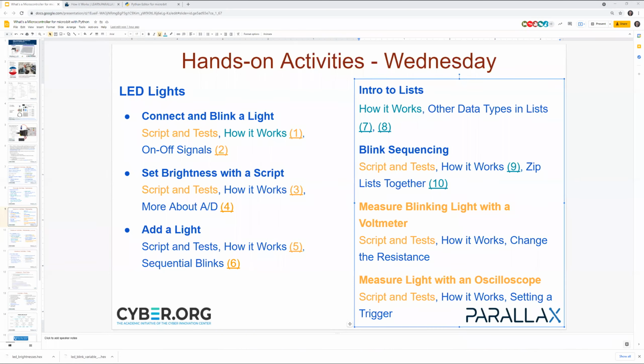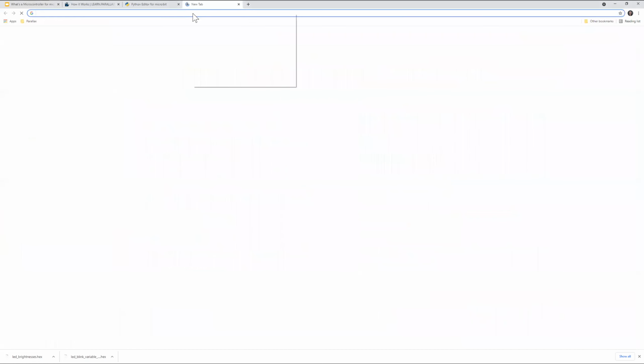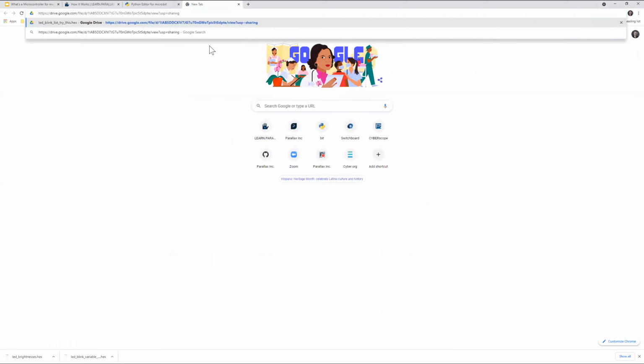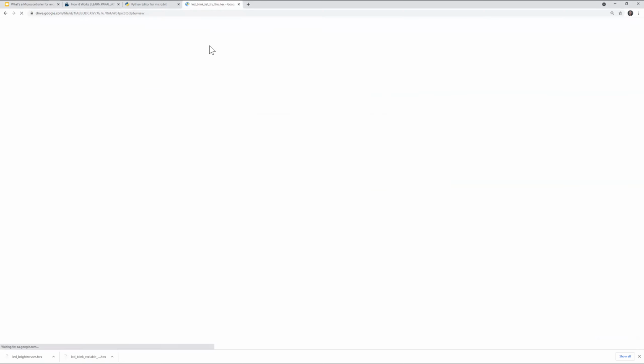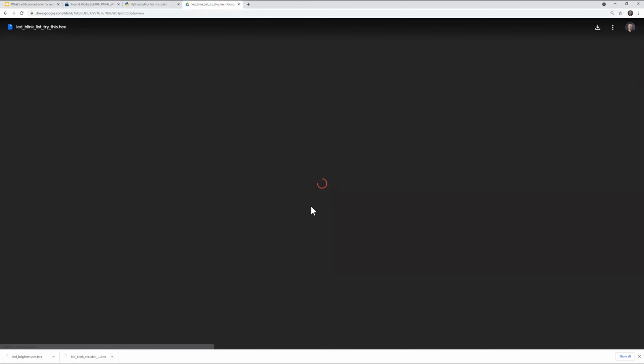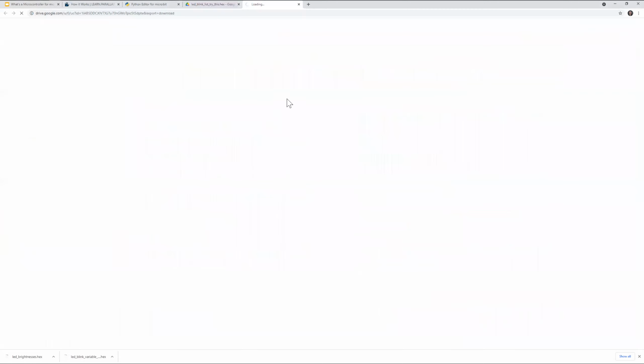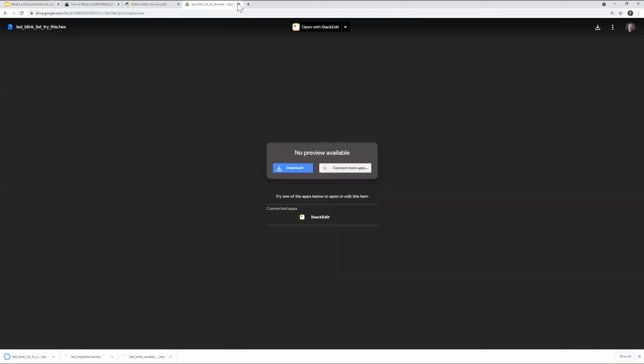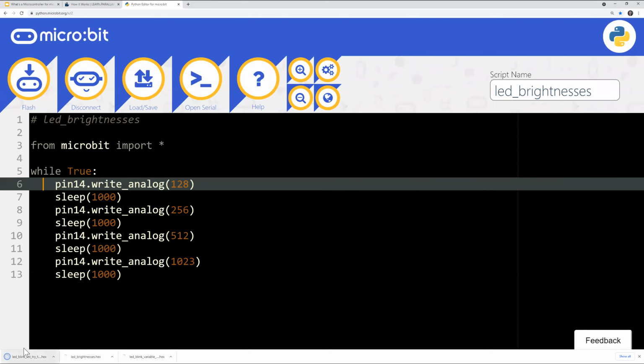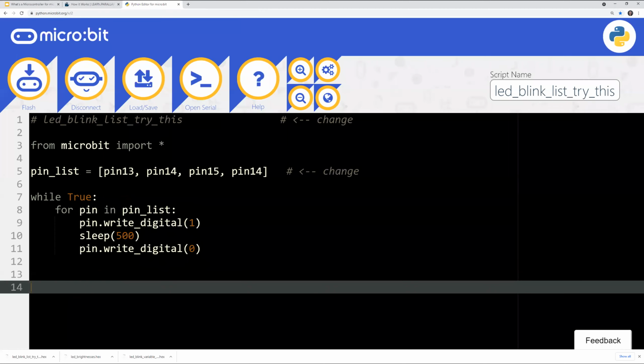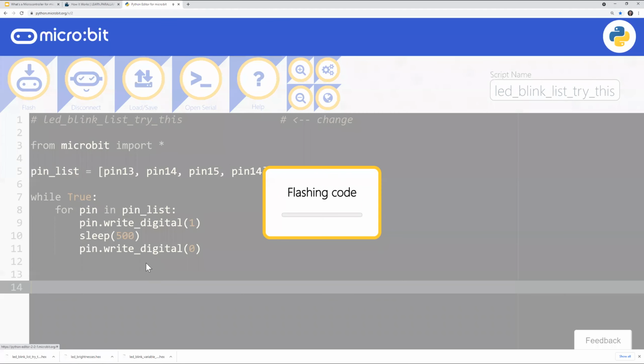Download that one, and then copy your link into your Chrome browser. And then download it. Then go back to the Python editor, drag and drop it in. And then make sure you're connected, which it'll show you disconnect. Hit flash and observe what your lights do.